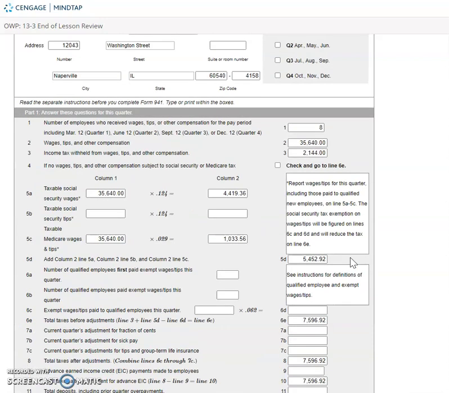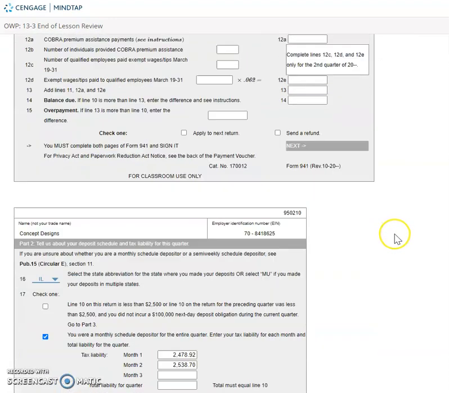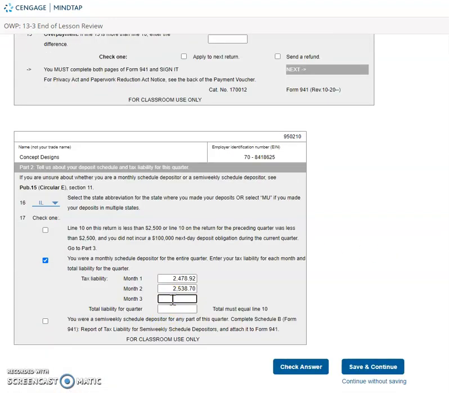Okay, I'm going to scroll back up and now I'm looking at March. So I need to double my Social Security and double my Medicare. So I'm adding those two together. Then I'm going to double those. And then I'm going to add my federal income. Scroll back down. My month 3, then I got 2,579.3.